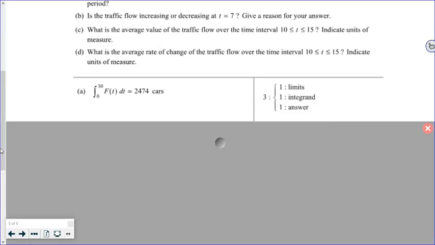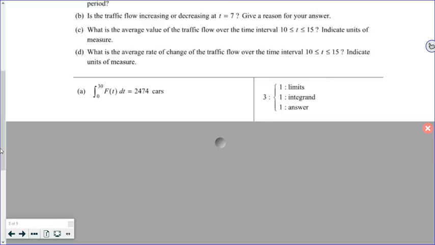On the first one, I could have just grabbed my calculator, typed it in, and got an answer. But if you look at the scoring guide off to the side, if I had just written down 2,474 cars, which is the answer, how many points would we have gotten out of 3? 1. You would have gotten only 33% of that correct, even though you did the problem correctly. That's kind of eye-opening, right? So the whole limits and integrand thing: limits would be that you correctly got the interval here from 0 to 30.